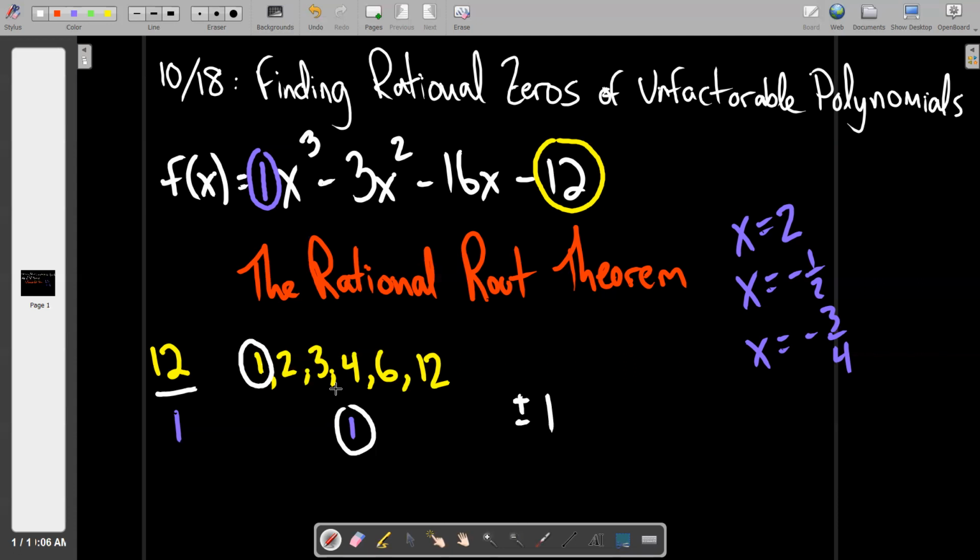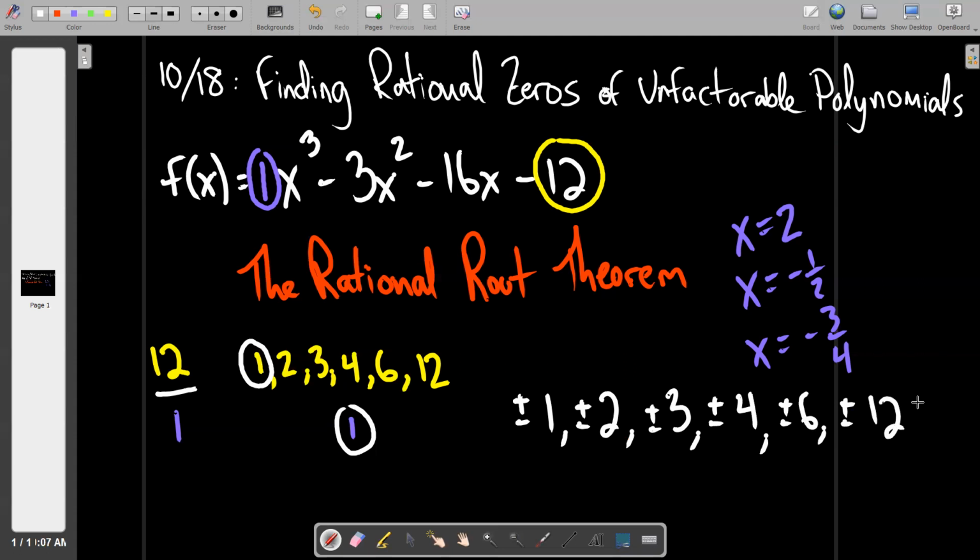Now I'm going to work my way across from left to right, and I'm going to hit the second yellow number. What's my second set of possible rational zeros? Positive and negative 2 over 1. Keep going. What's next? Good. Next. Next. Next.